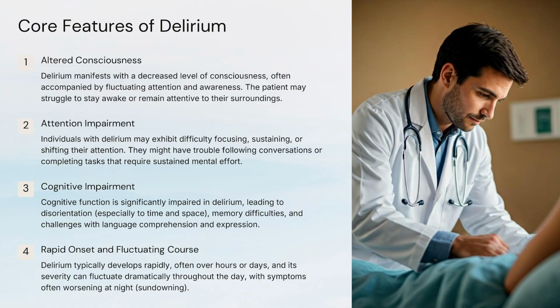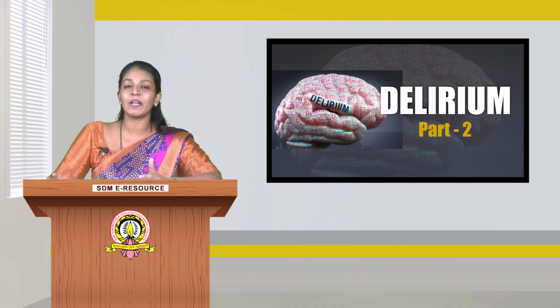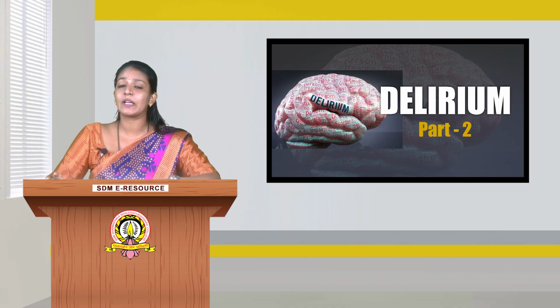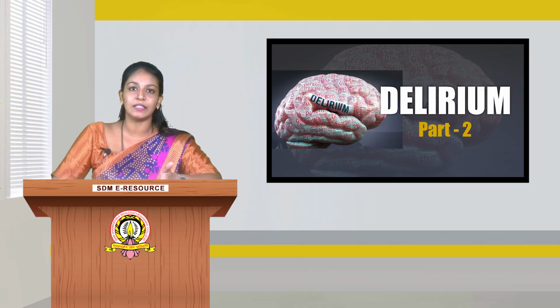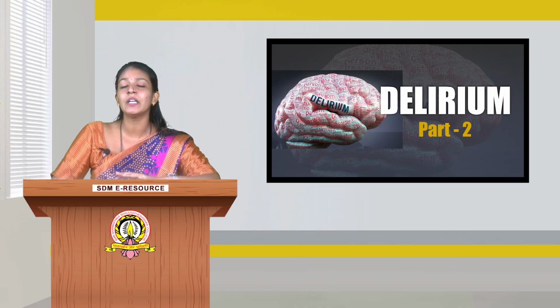Typically delirium develops rapidly, over hours or days, and its severity can fluctuate dramatically throughout the day. The symptoms might start out quite normal, whereas they might worsen at night. So that is why it is called a rapid onset and fluctuating course.